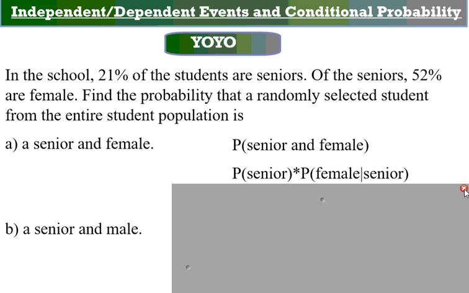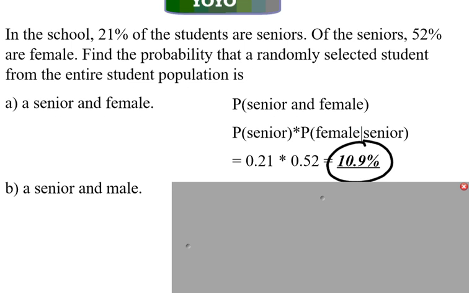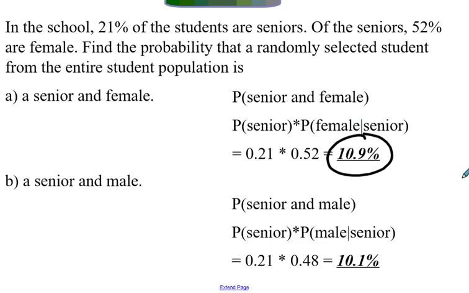Okay, let's see how you did. The first one, we said 21% of the student population is seniors, and I want it to be female, given that they're a senior, and we know 52% of the senior population are females, so 21% times 52% leaves me at 10.9%. What's the likelihood that they're a senior and a male? Well, 21% again are senior. If 52% of the seniors are females, 48% have to be males, so 21% times 48% leaves me at 10.1%, and that is how I can calculate those compound events.